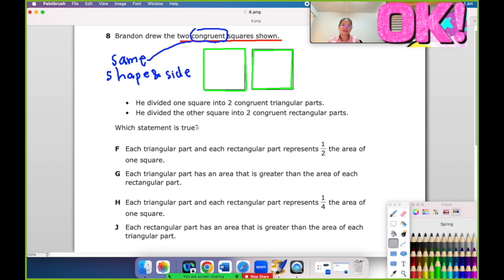Read the next one. He divided one square into two congruent triangular parts. Again, analyze the equation. Triangular part, that means triangle part. Okay, Grace, read the next one.